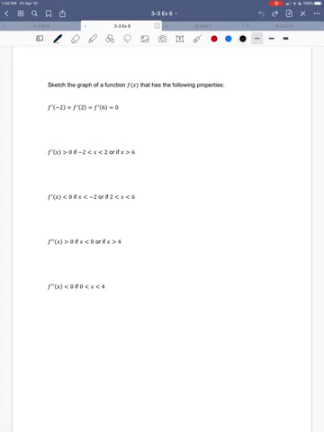In this first piece of information, I'm told some places where the derivative is equal to 0. So those are going to be critical numbers for the function. So those are possible places where I could have local minima or local maxima. Also, equal to 0 means that the tangent line has a slope of 0. So I'm going to have horizontal tangent lines at those points.